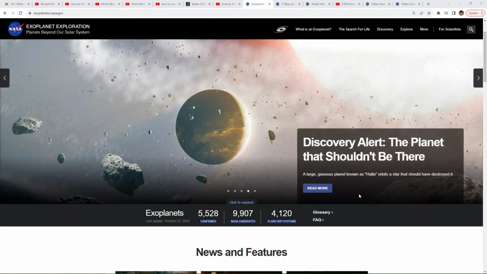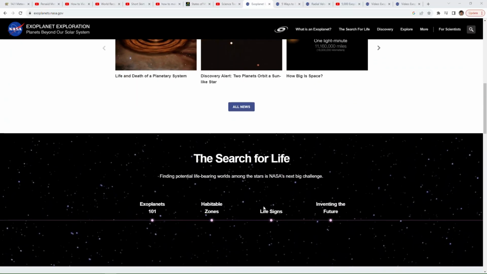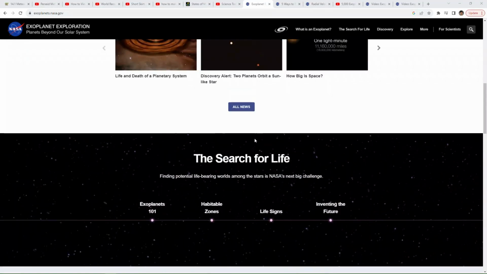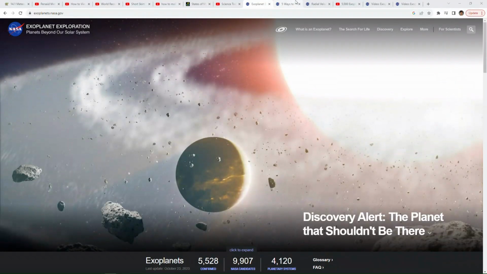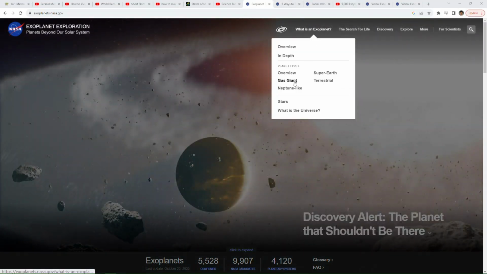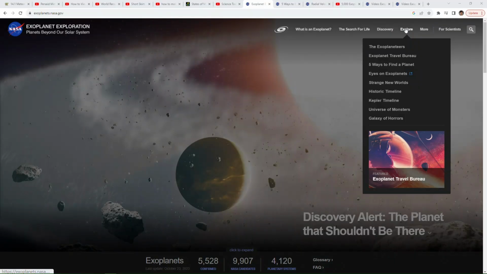And you can see on this website, there is a lot of news. You can look at all the news about exoplanets, and you can read details of exoplanet exploration programs. They also explain what an exoplanet is, and they divide exoplanets into different subcategories, like gas giant, Neptune-like or mini Neptune, super Earth, or terrestrial. And there is also a lot of information where you can learn about different missions to discover exoplanets.